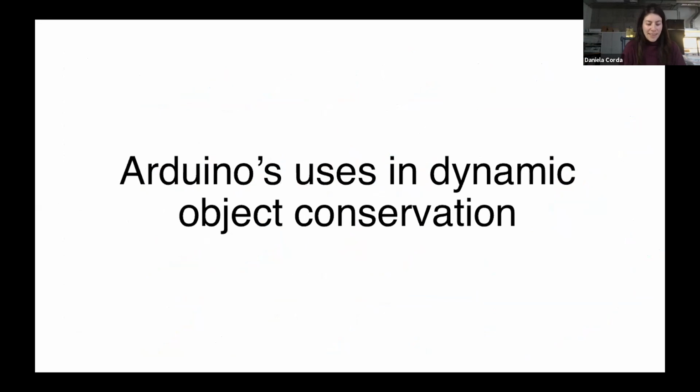The following examples of dynamic object conservation projects predate the widespread use of Arduinos. With each case study, I hope to show how employing Arduino technology might simplify some of the treatments or add further capabilities. Ken, this might give you some ideas. The first case study regards the simulation of mechanically produced audio.